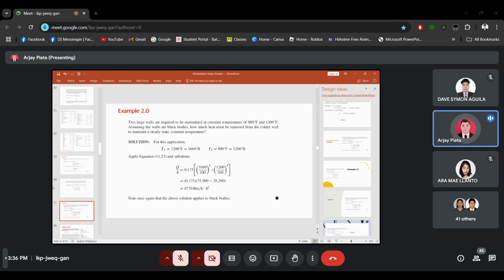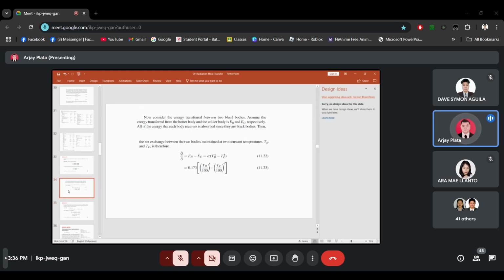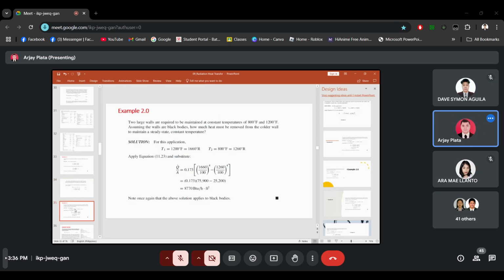So using this equation, equation 11.23. So take note, this is for English units only. So we can apply this in the next problem. Two large walls are required to be maintained at constant temperatures 800 and 12. Assuming the walls are black bodies, how much heat must be removed from the colder wall to maintain a steady state constant temperature?